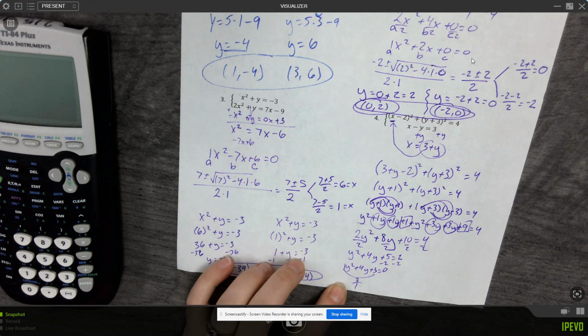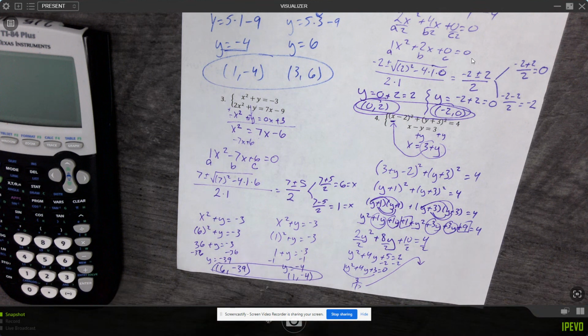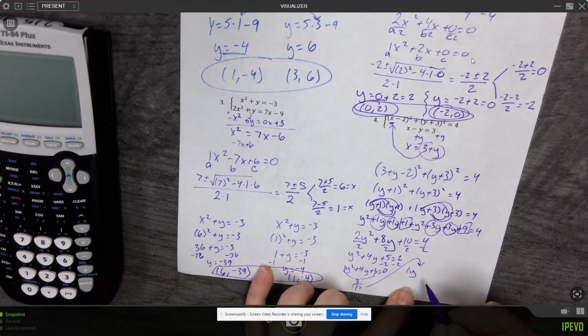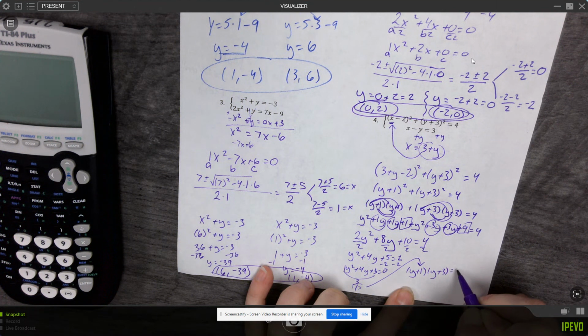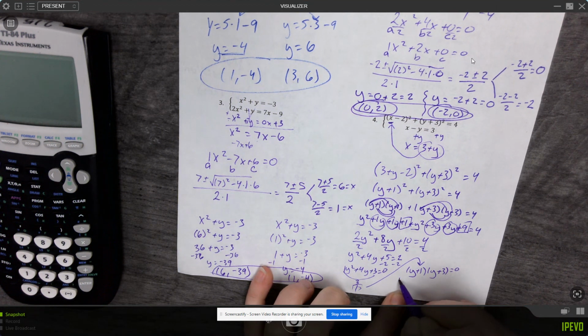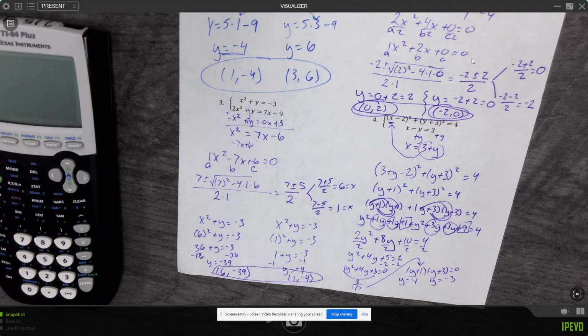Two numbers that multiply to be 3, but add to be 4 are 1 and 3. Bring this over here. I'm running out of room. That's going to give me y plus 1 times y plus 3 equal to 0. So y plus 1 means y equals negative 1, and y plus 3 means y equals negative 3. Those are your y values. You now need to solve for x.